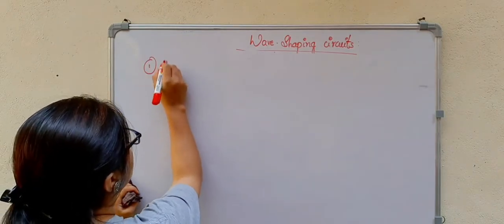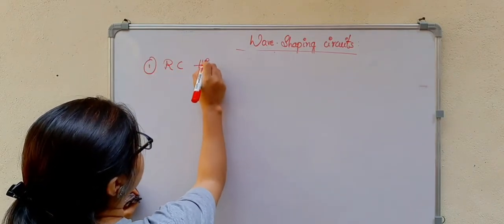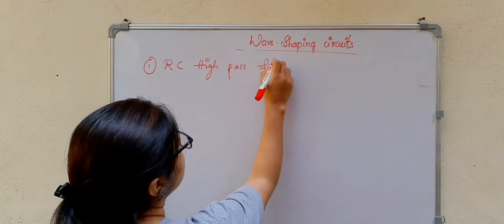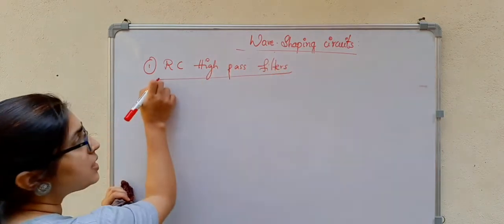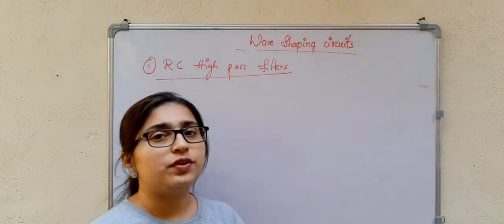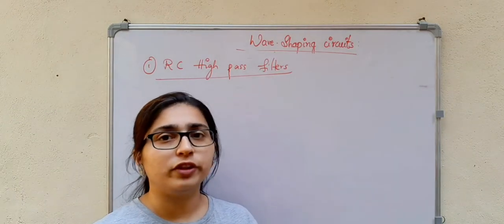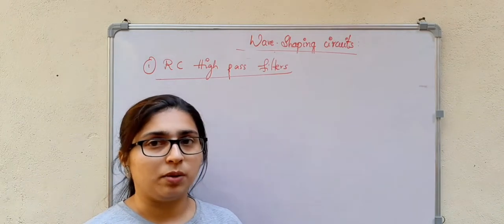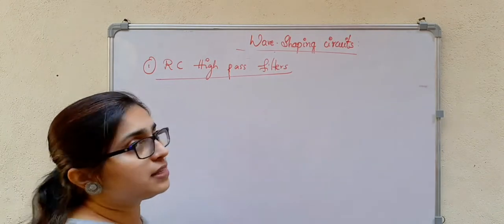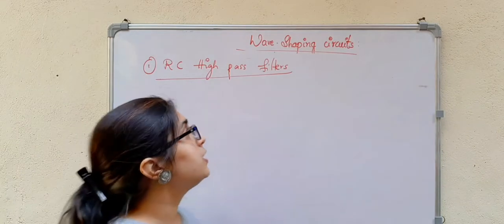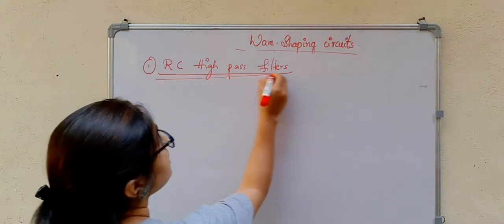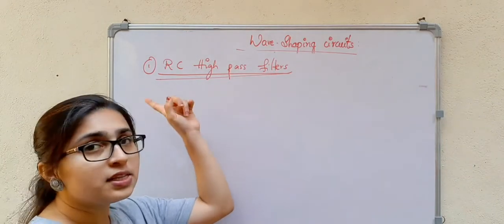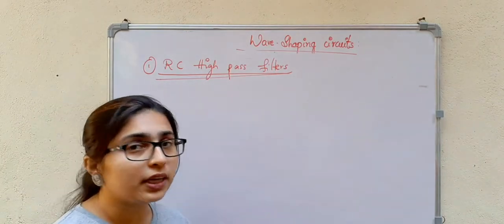First I will consider the RC high pass filter. This high pass filter will pass the high frequency components with very little attenuation or no attenuation, but it will attenuate the low frequency components. That means it passes the high frequency components. As the name says, the RC high pass filter consists of two components: one is a resistor, another is a capacitor.